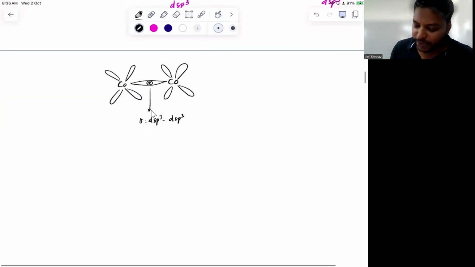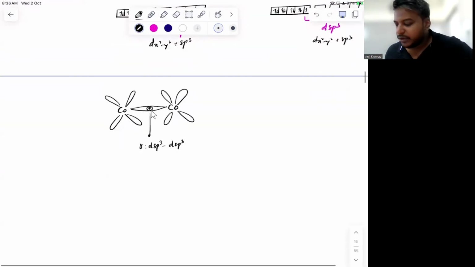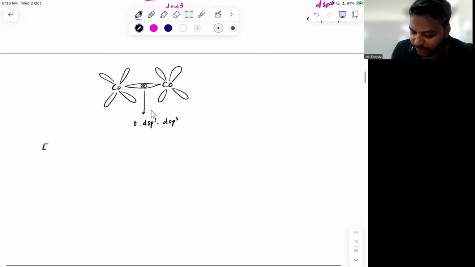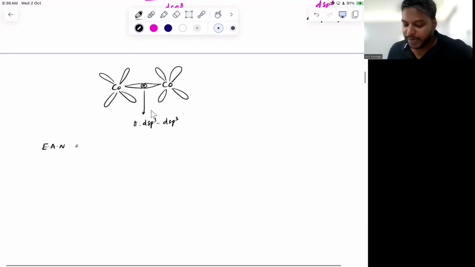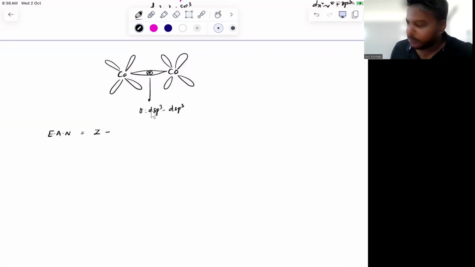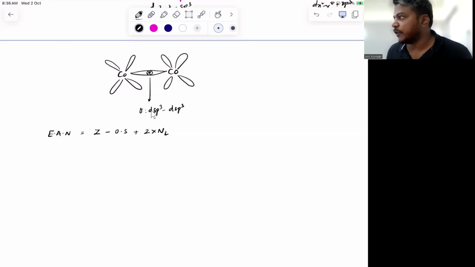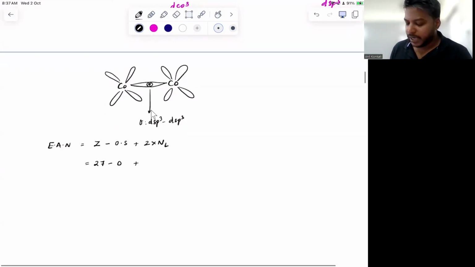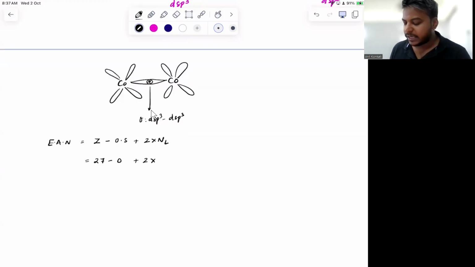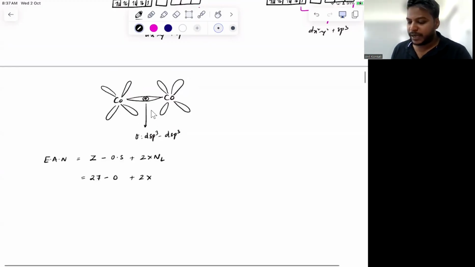Right. Now notice another factor which will always be asked: to calculate the EAN value, effective atomic number. By formula, EAN means atomic number minus oxidation state plus 2 times the number of ligand connections. Correct? This is the typical formula for EAN. Now, the atomic number of cobalt is 27. Oxidation state is 0. Clear? And 2 times how many ligand connections do I have?